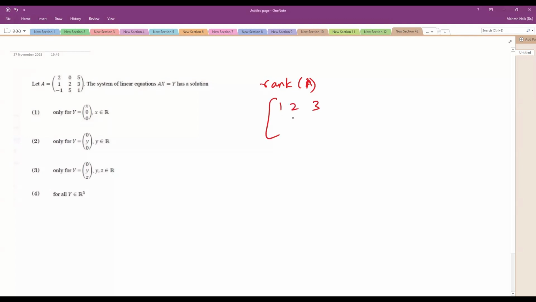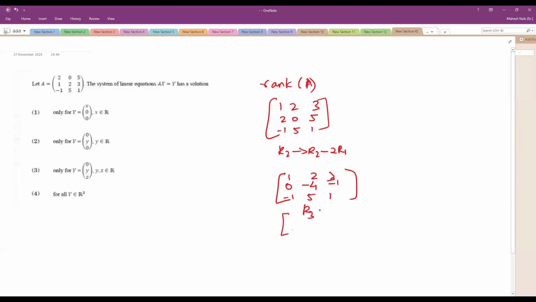1, 2, 3, 0, 5, minus 1, 5, 1. R2 goes to R2 minus 2R1, which would give us 0, minus 4, minus 1, minus 1, 5, 1, 1, 2, and 3. And then we want 0 here. That gives me R3 goes to R3 plus R1, which is 0, 7, 4, 0, minus 4, minus 1, 1, 2, and 3.